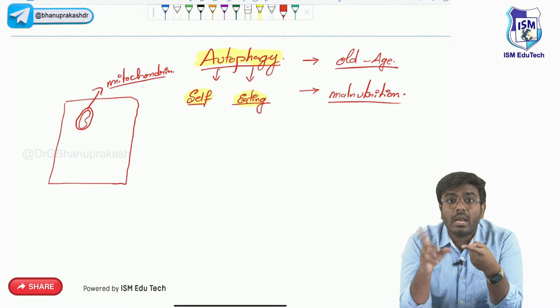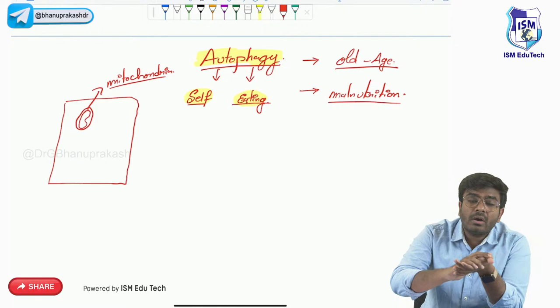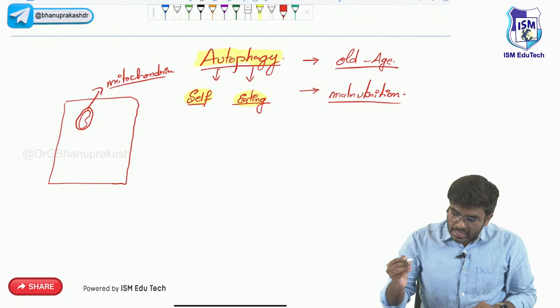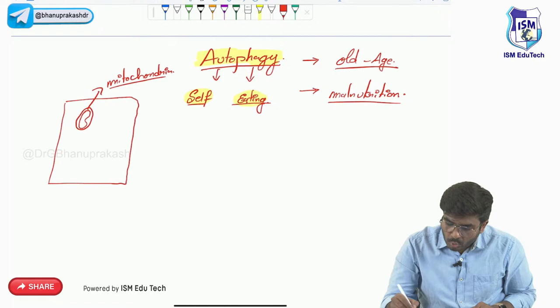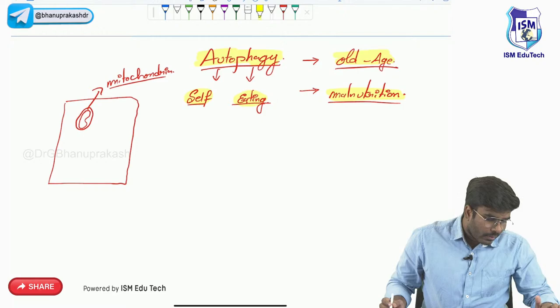By using those proteins, gluconeogenesis will happen. Even proteins will give you energy, so by breaking down these proteins you can generate energy. That's how my body tries to survive in severe malnutrition. So I have given you two examples of when autophagy will happen: when your cell organelles are becoming older and older, they have to be digested away with the help of autophagy, and whenever you are undergoing severe malnutrition.